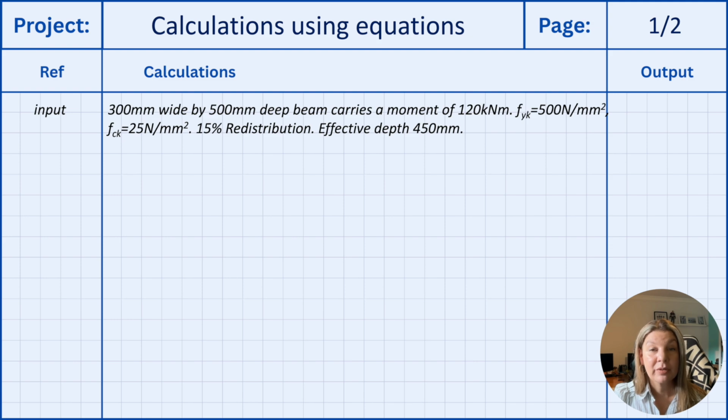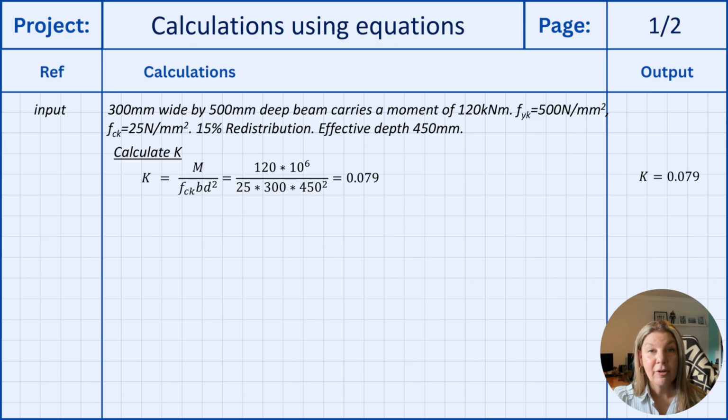The beam carries a moment of 120 kNm, and the yield strength of steel is given as 500 Newton per millimeter square, or megapascals. And the compression strength of concrete, fck, is given as 25 megapascals. We need to design the beam reinforcement while assuming 15% redistribution of bending moments. We start off by calculating the parameter K. We substitute the values of all the parameters we've been given in the question, and we can find that K equals 0.079. And you can see here I then take that to the output column.